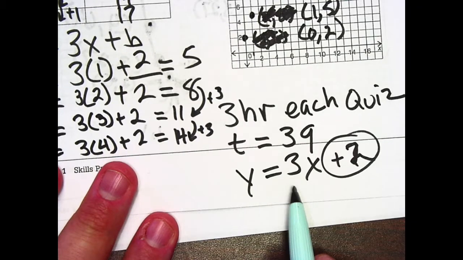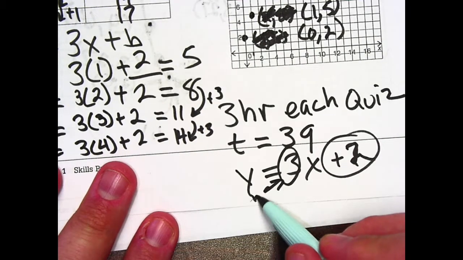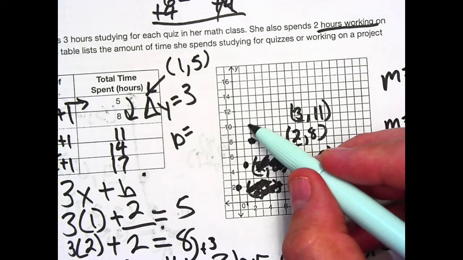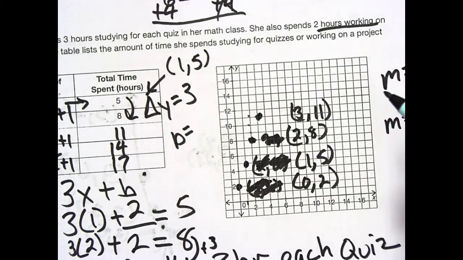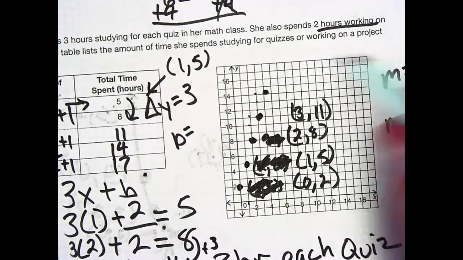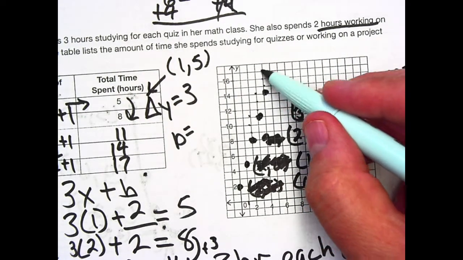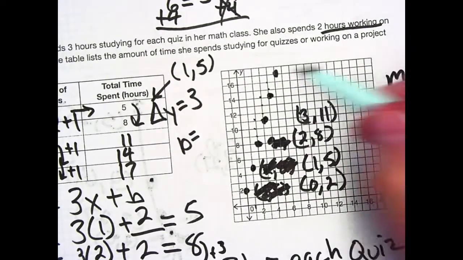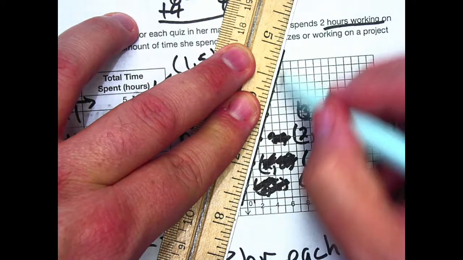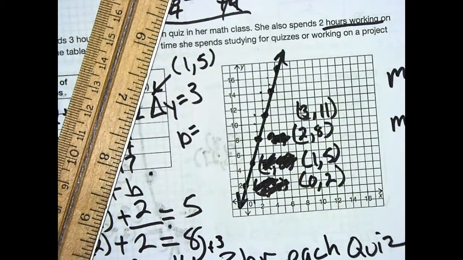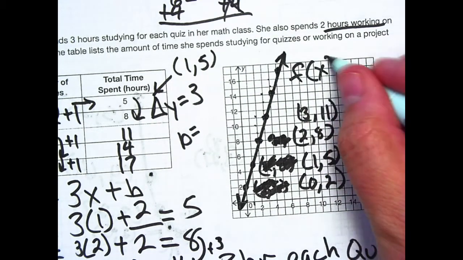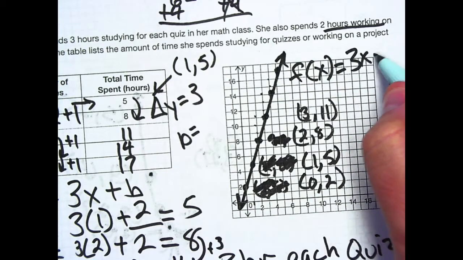Now I know that because we said that our slope is 3, right? So that means I'm going to go up 3 over 1. If I go up 1, 2, 3 over 1, am I still on the line? Yeah. Let's try that one more time. Up 1, 2, 3 over 1, am I still on the line? Yes. Those are all the points. So I'm going to draw my little line. Does that make sense? So this is the equation: f of x is equal to 3x plus 2.